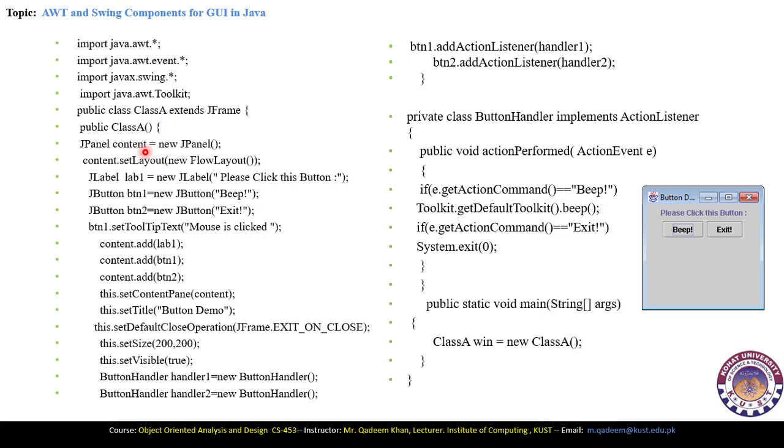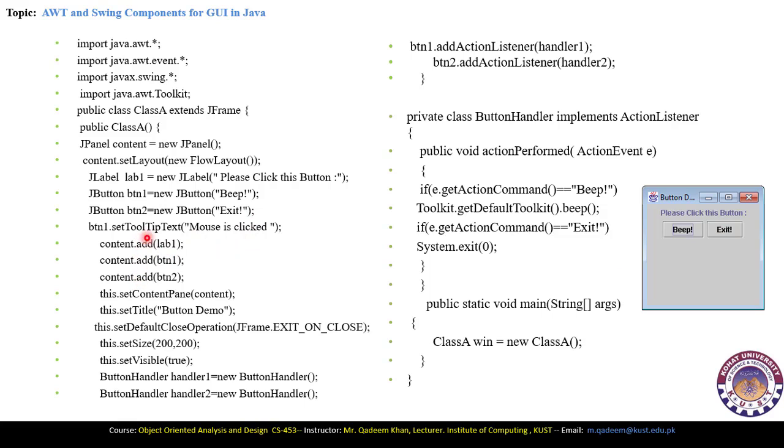Inside of the constructor, first we declare the panel. Then we have defined the flow layout of this window, which means it will create the free layouts. Then we have declared two controls, JLabel and JButtons, and label1 and button1 are the objects, and on those two different controls we have defined the labels. Please click these buttons and beep. Then we also have another button and its label is exit. So when you point the mouse at the first button, then it will display that the mouse is clicked here.